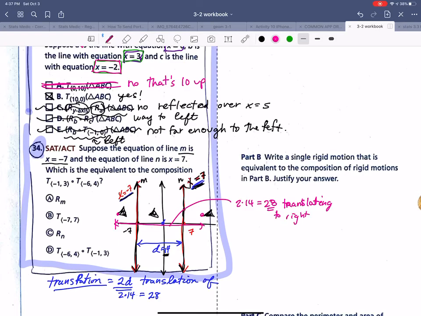Now, let's read the question. It says, which is the equivalent composition of this? So we know how to combine these. We did some problems like that. So if we look at our orders here, it says 1 to the left and 3 up, and then 6 to the left and 4 up. So if we combined these orders, it would be the same as asking us to go 7 to the left and 7 up. Okay, so now that matches B. Beautiful, right?